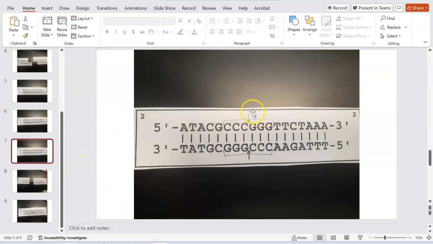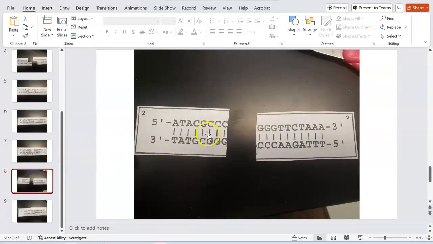And now I've marked where it's going to cut. It's going to cut between the C and the G on both points. When I cut, I cut all the way through and I'm left with what are called blunt ends. Okay, now I've done the first two.